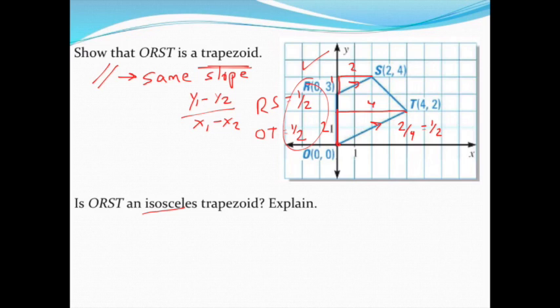Well, to know that something is an isosceles trapezoid, once we know it's a trapezoid, I would need to know, are the legs congruent to each other? Meaning, are they the same length? So let's find the length of the two legs, the non-parallel sides, and see if they are the same thing.